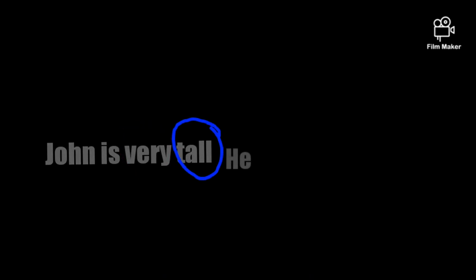Now, let's have some sentences. John is very tall. Very is an adverb. Tall is an adjective. He is an incredibly amazing cook. Incredibly is an adverb. Amazing is an adjective.